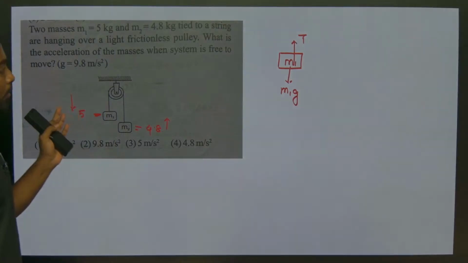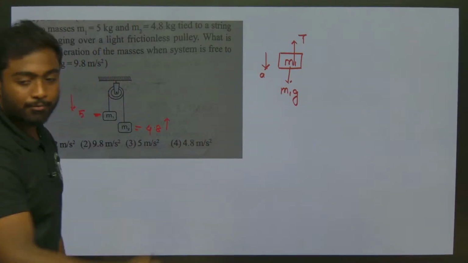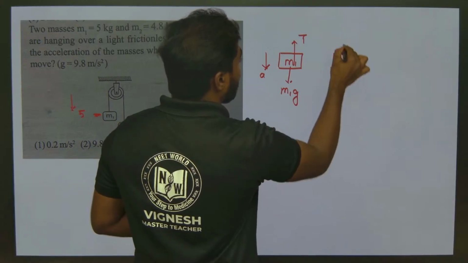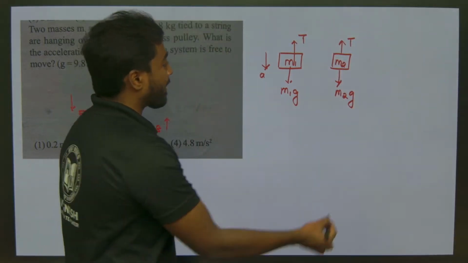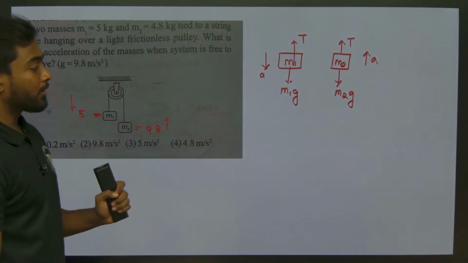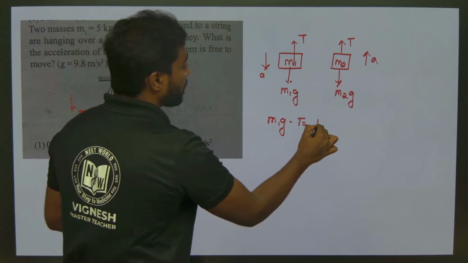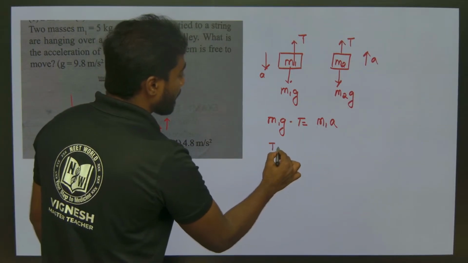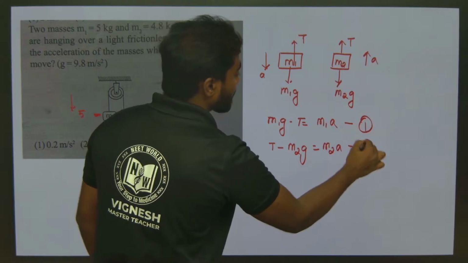So the acceleration for the first block is towards down. What about the second block, M2? M2 will have tension towards up and M2g towards down, and the acceleration is towards up. Now if I write the equations: M1g minus T equals M1a, and for the second one, T minus M2g equals M2a. Equation number 1, equation number 2.